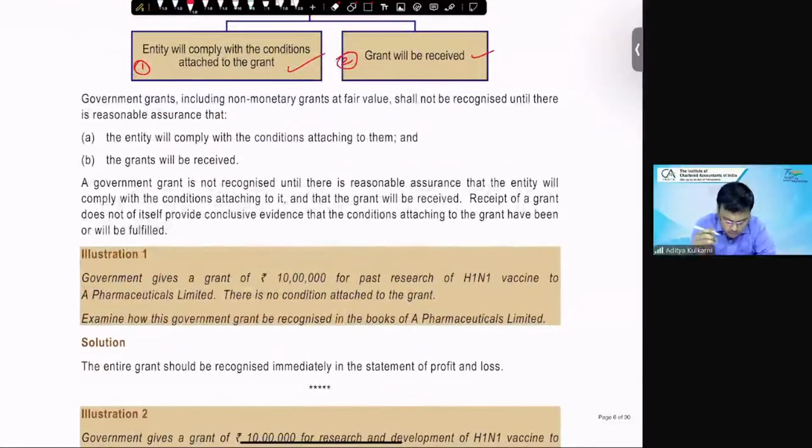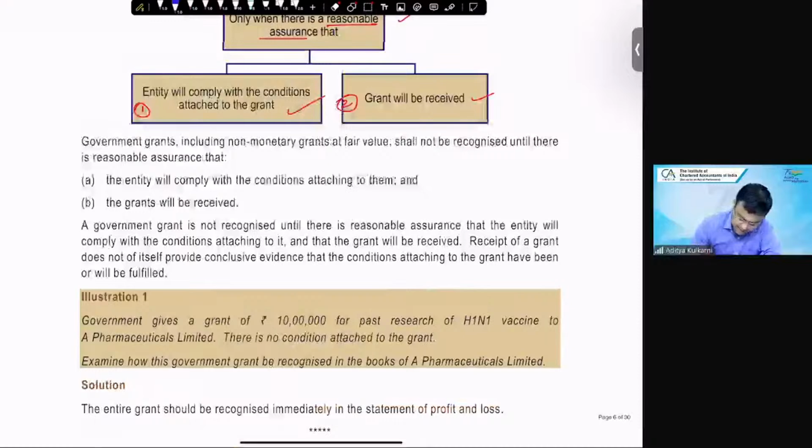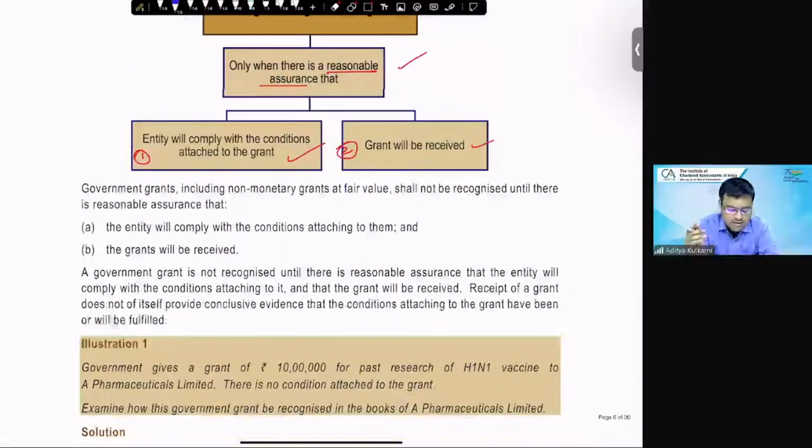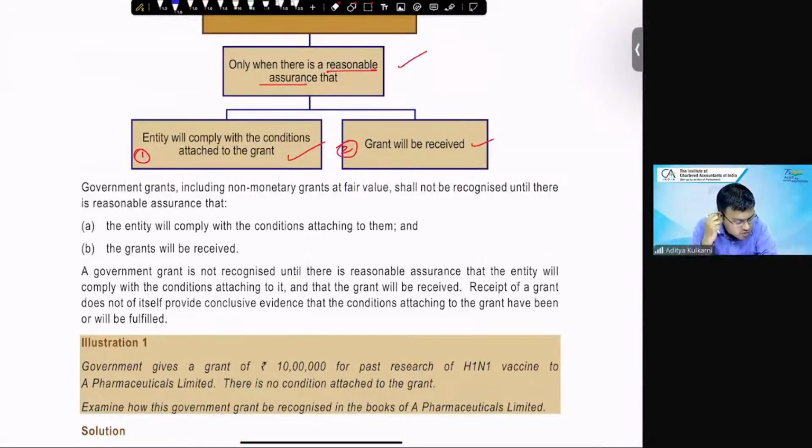Now let us look at some of these very simple illustrations. Government gives a grant of 10 lakh for past research of H1N1 vaccine to A Pharmaceuticals Limited. There is no condition attached to the grant. How will this grant be recognized in the books of A Pharmaceuticals Limited?